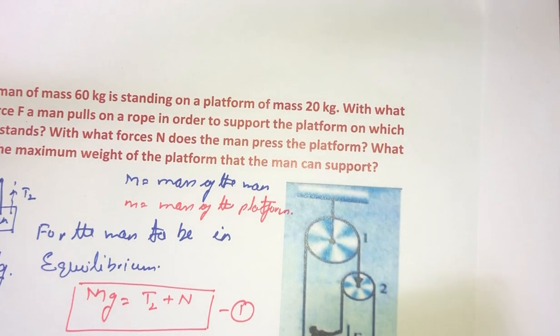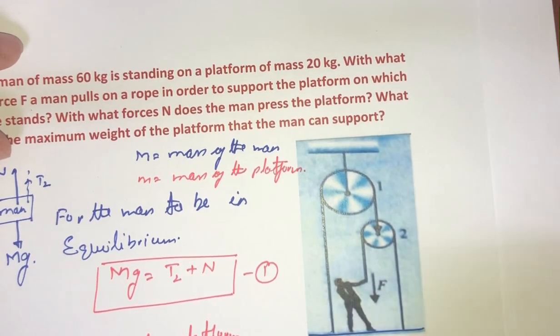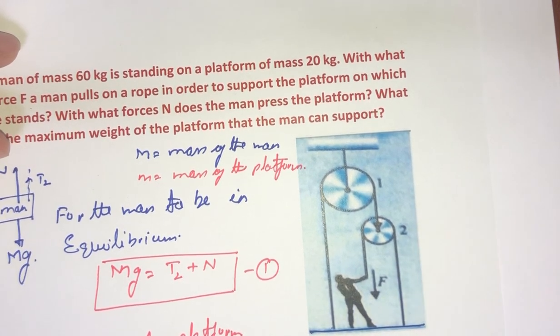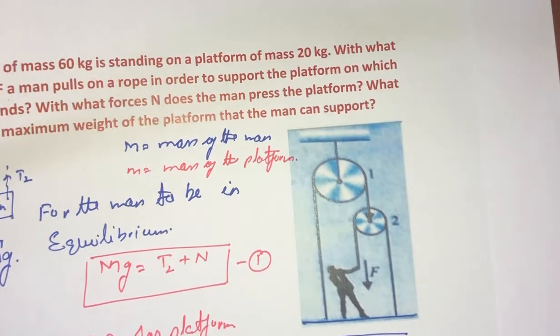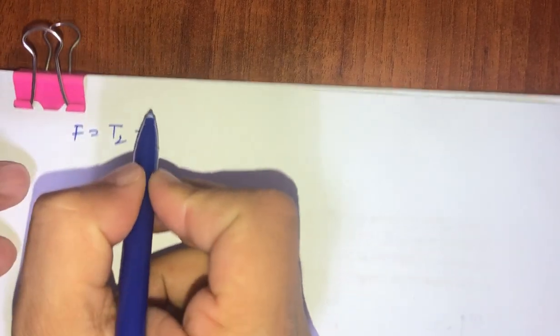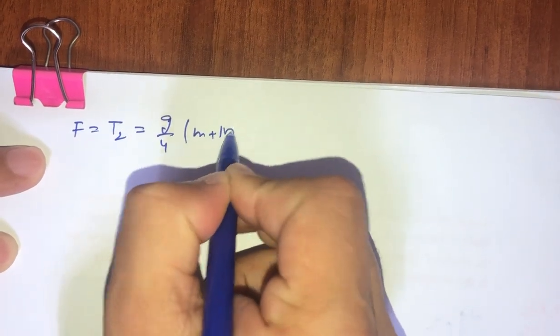We all know that F will be nothing but our T2. Okay, so here we can say that F will be equal to T2. If we substitute the values, we can say that F is equal to T2, which will be equal to G by 4 times (m plus capital M).